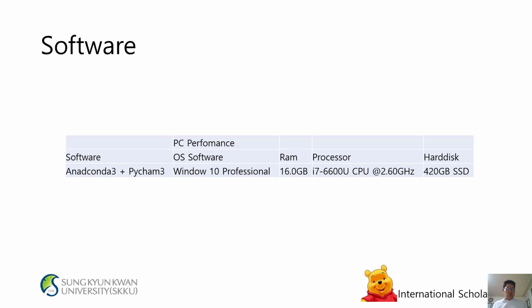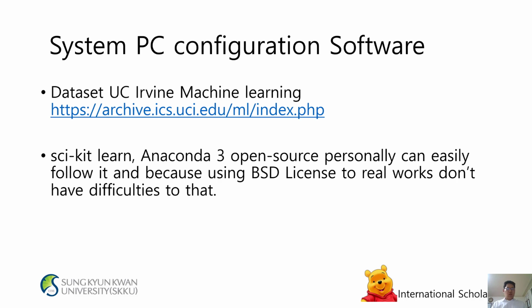Software: Anaconda 3 plus Python. Its performance: OS Windows 10 Professional, RAM 60 GB, processor i7 6600 CPU at 2.60 GHz, hard disk 420 GB SSD. System PC configuration software. Data used by machine learning.